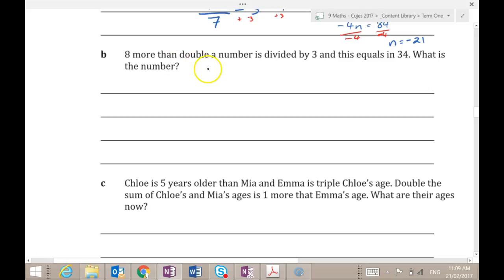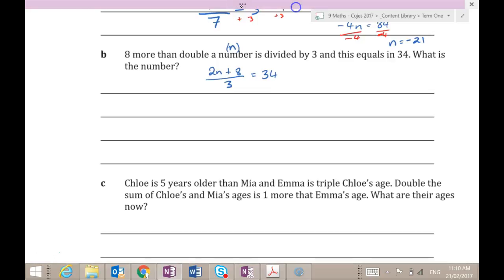Right, 8 more than double a number. So let the number equal n again. So double a number is 2n. How do I go 8 more than that? Plus 8. 8 more than double a number is divided by 3. So the whole thing is divided by 3. And I believe they're trying to say that's equal to 34.